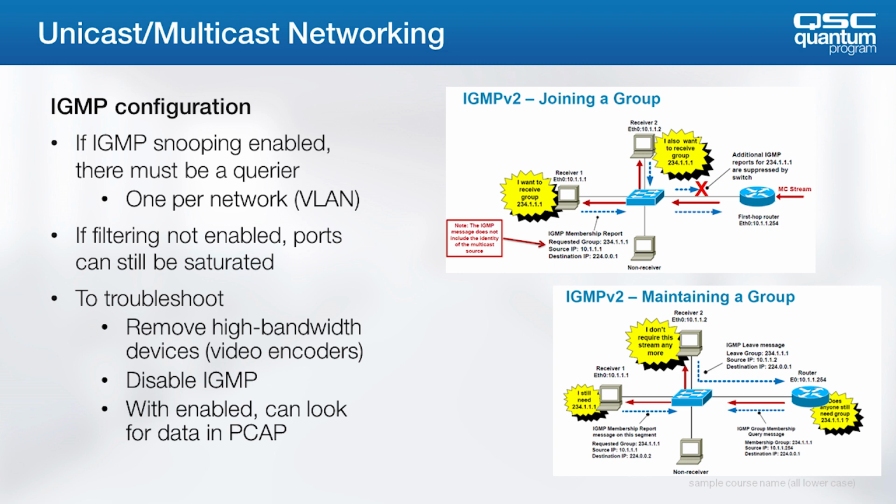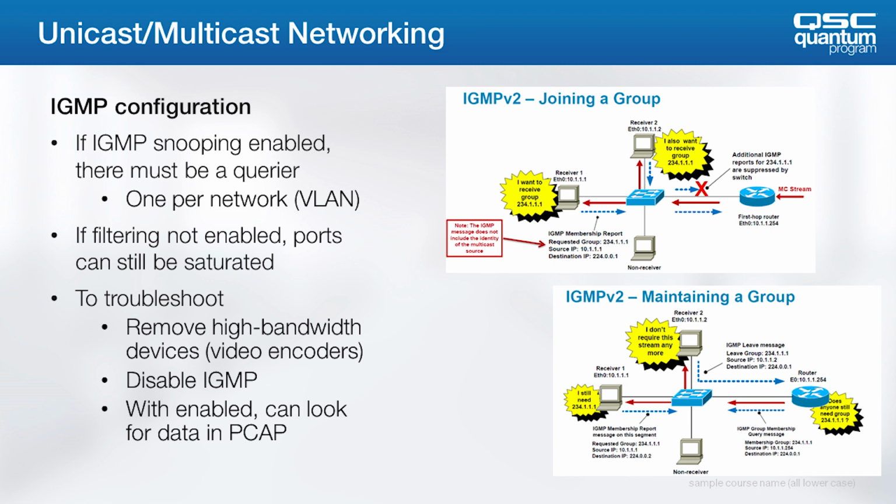Have you ever connected two high-bandwidth multicast video encoders onto a network without IGMP filtering? The result is often a complete flood of the network. Connectivity is lost to everything until you unplug an encoder. Remember that a few things must be true to make IGMP snooping and filtering functionality work properly. There must be one and only one IGMP querier on each network or VLAN requiring IGMP functionality.